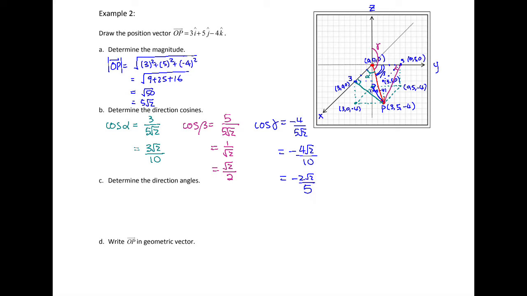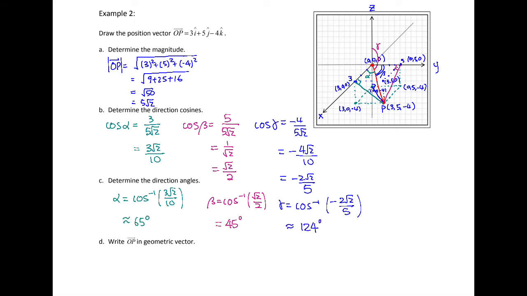Since we are using the cosine ratio for all three angles to help us find the direction of the vector, we call them direction cosines. And then we're going to take the inverse of the cosine to find all the actual angles, alpha, beta, gamma, which we call the direction angles. We're going to get 65 degrees for alpha, 45 degrees for beta, and 124 degrees for gamma.